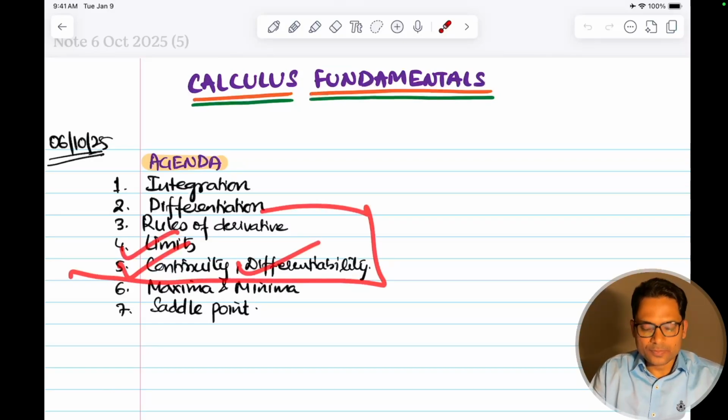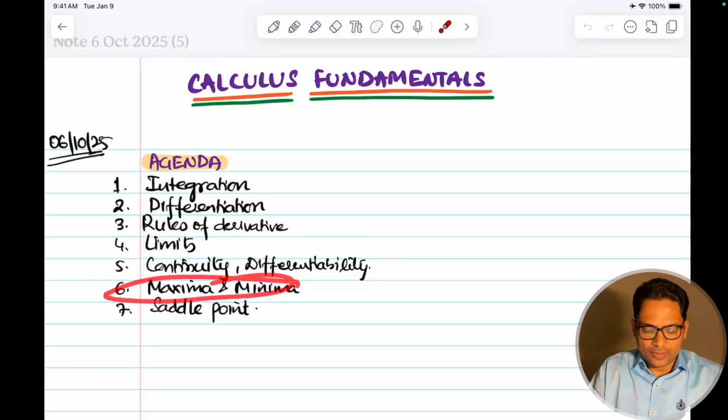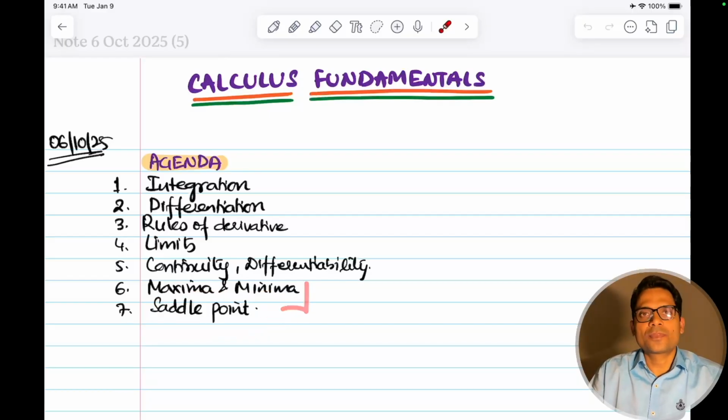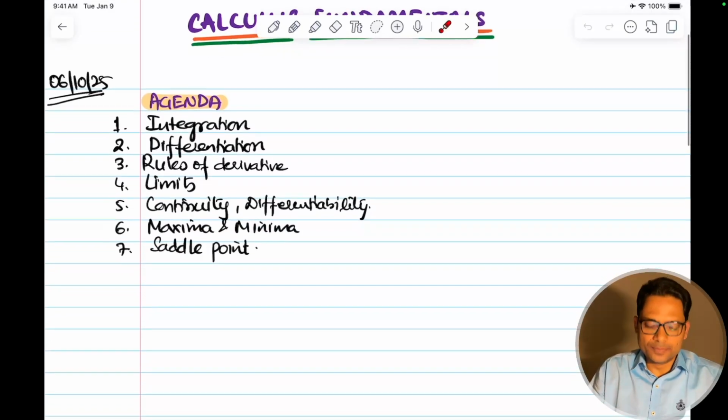Once this is done, then we'll understand maxima and minima, very important for optimization problems, because all of machine learning is optimization. Then we'll understand a related concept called saddle point. Good to know. Just for completeness we'll cover this also. So that's the agenda. Let's begin.